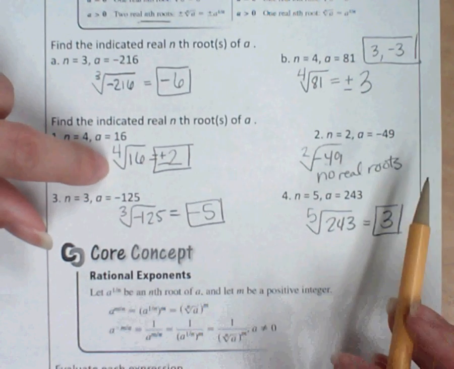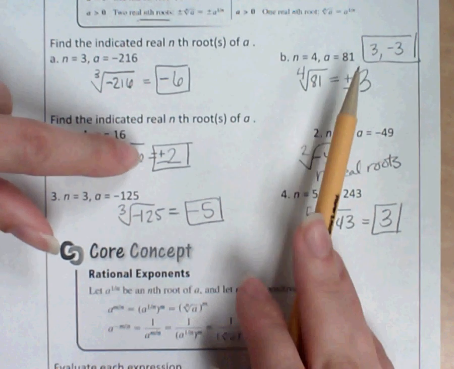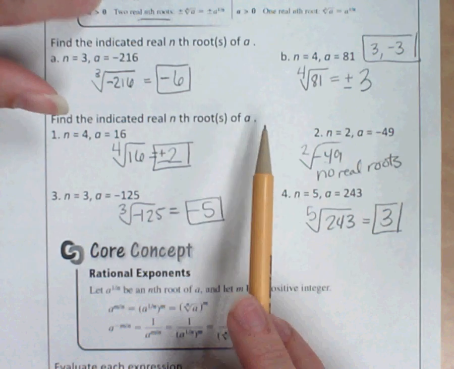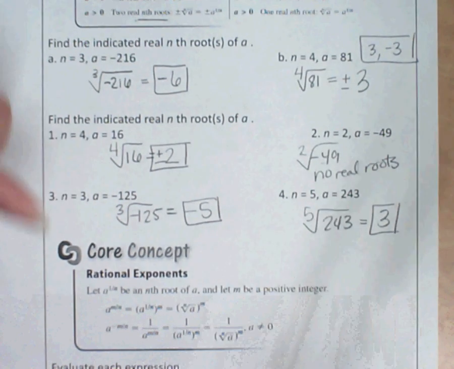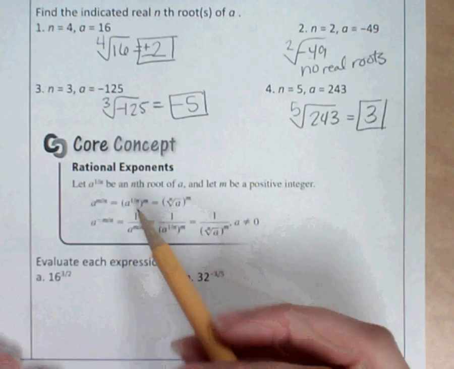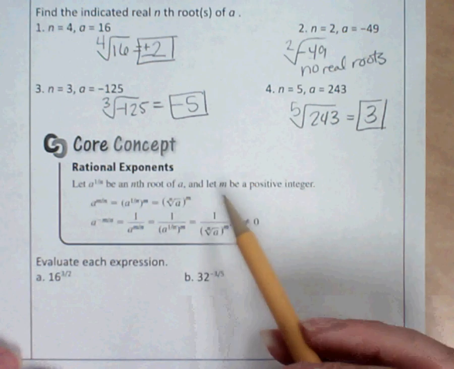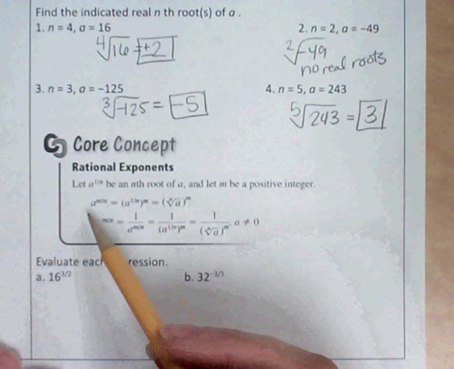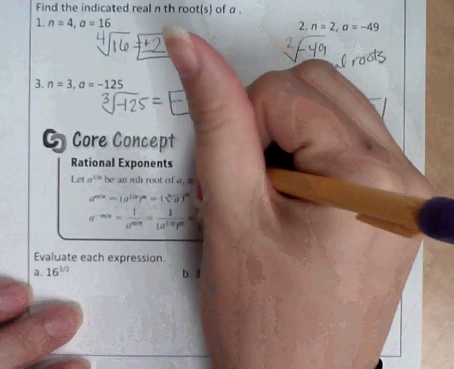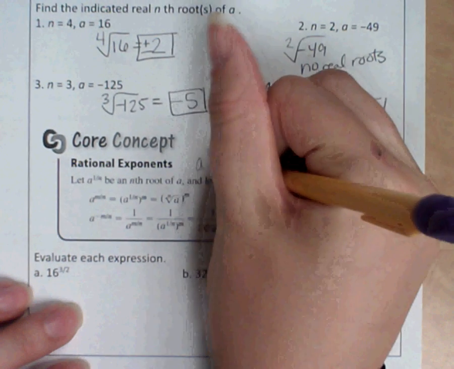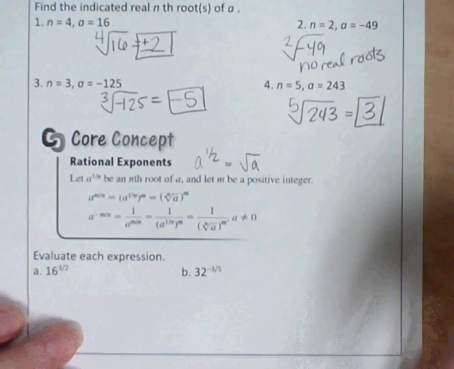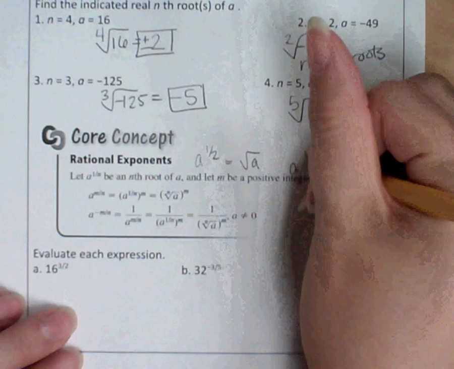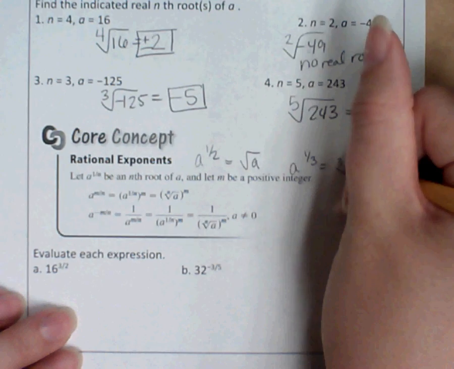Okay, so even roots are the ones that are either going to have 2, 1, or no real roots. All odd roots just have one number as your answer. Rational exponents. So let a to the 1 over n be the nth root of a, and let m be a positive integer. So what that's saying is that if you have a to the 1/2, that's the same as the square root of a. Now with the square root, you don't have to put the 2 there. So a to the 1/3 is the same as the cubed root of a.